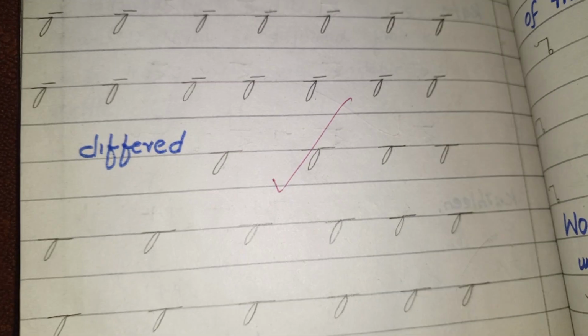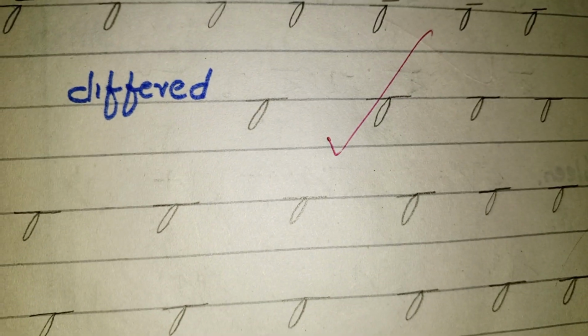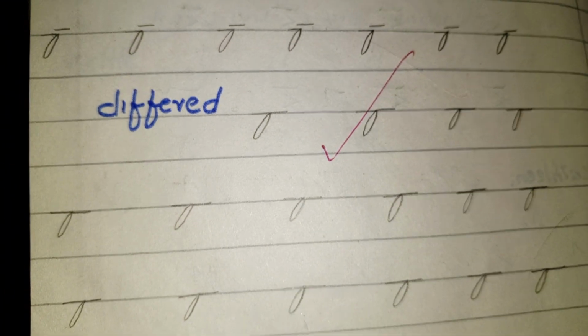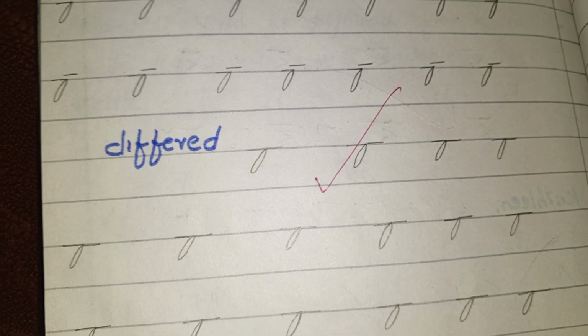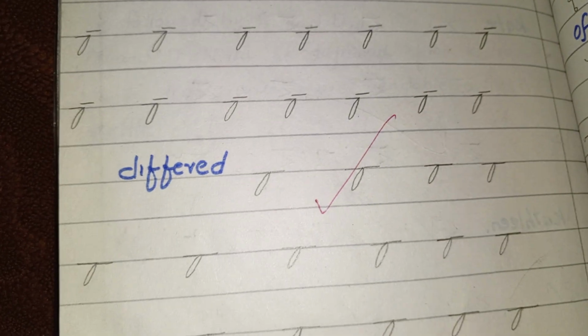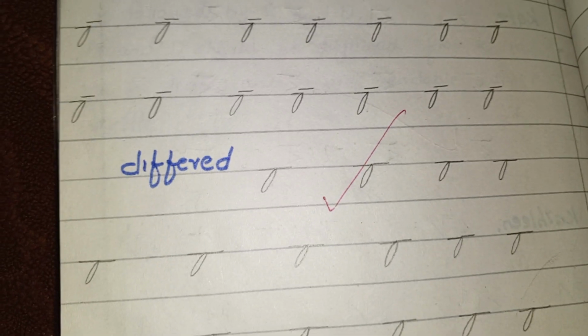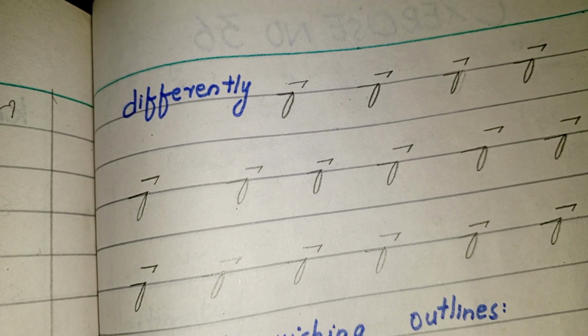The next word is differ. Its outline will be D, F and D. As I told you in my previous lecture, the difference between the T and D outlines is that the outline of T is above the line and the outline of D is on the line. D, F and D.